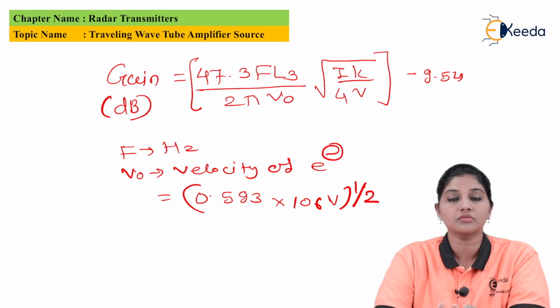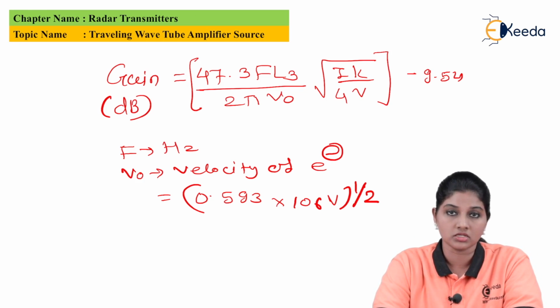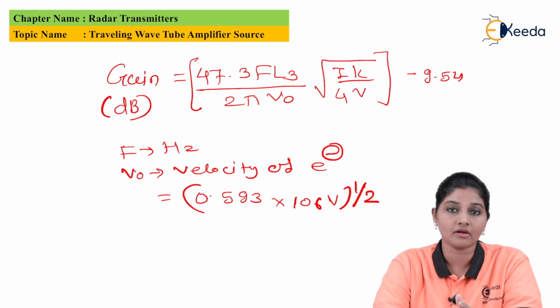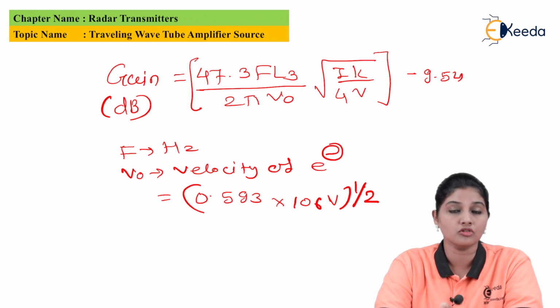So basically the traveling wave tube provides a low noise signal at microwave frequency, and therefore it is used in applications like pulse radar, in tracking radar, and in applications where low noise is the major requirement.